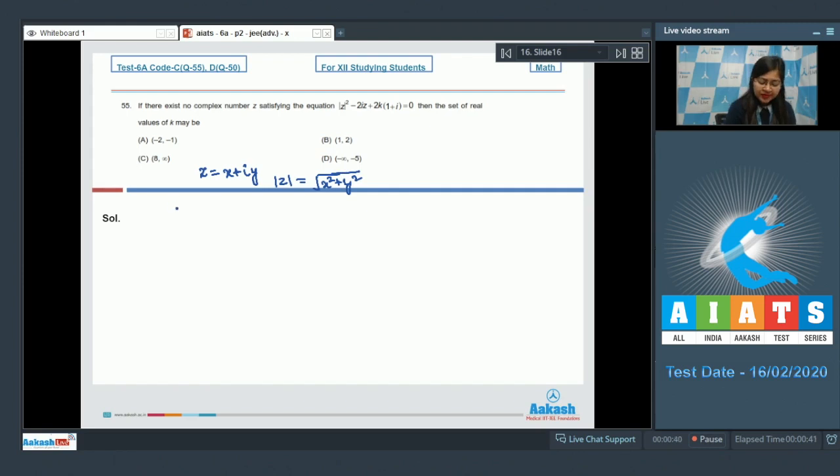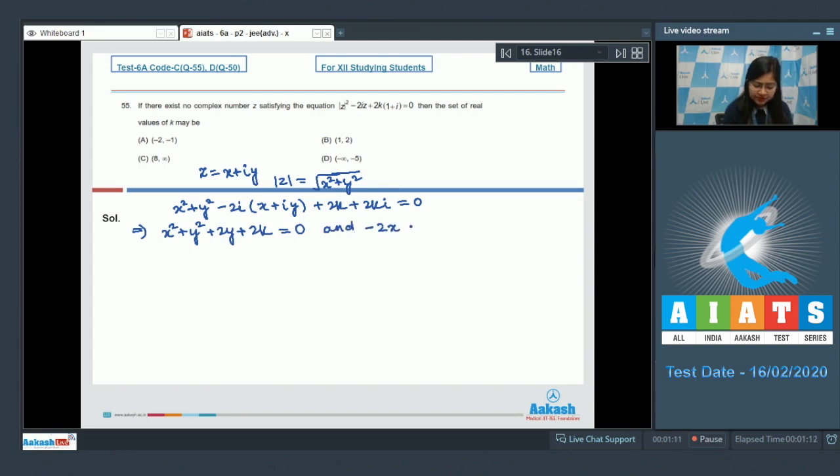So mod z square is x square plus y square minus 2 iota into x plus iota y plus 2k plus 2k iota is equal to 0. As this is equal to 0, real part and imaginary part both are equal to 0, which means x square plus y square plus 2y plus 2k is equal to 0, and the imaginary part, that is minus 2x plus 2k, is equal to 0. So this means that x is equal to k.